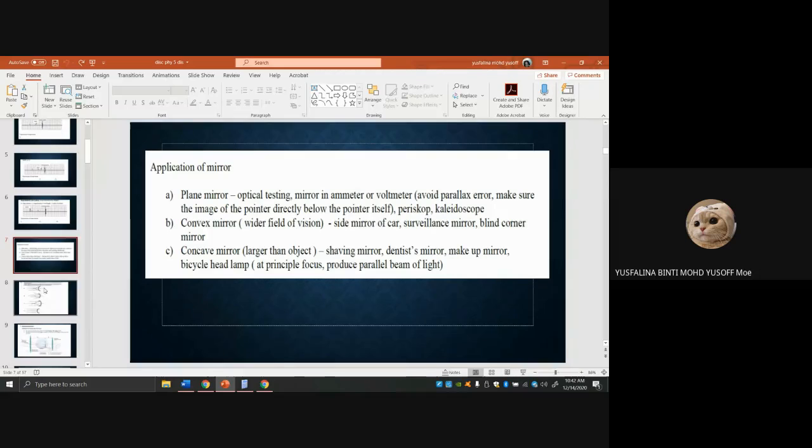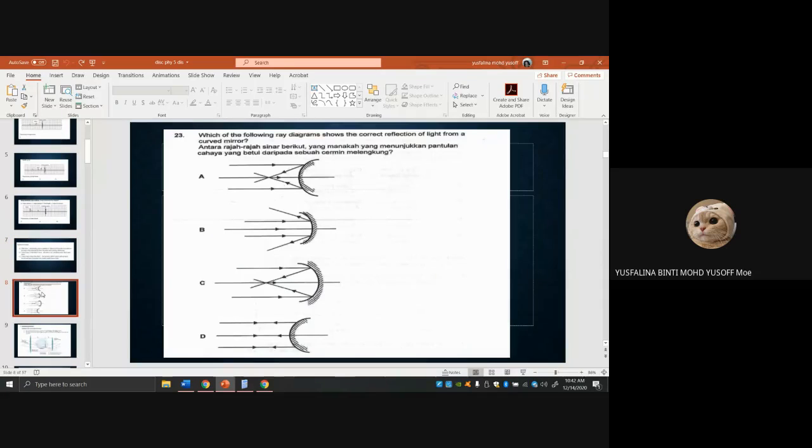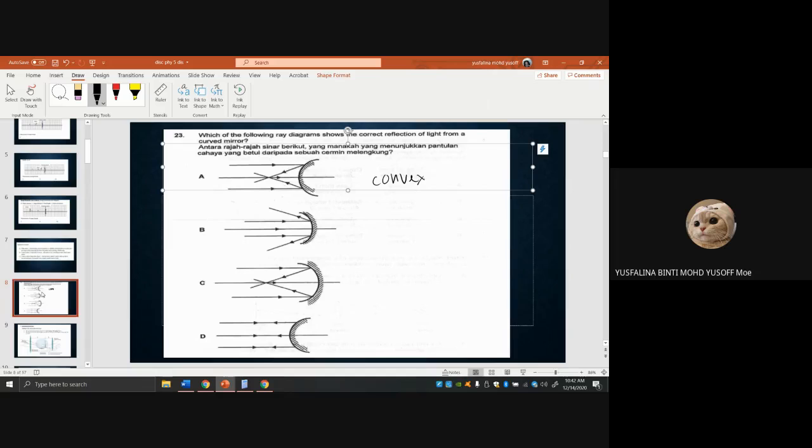Okay, all right. So let's see the question. So the first question, number 23, right? Which of the following ray diagrams shows the correct reflection of light from a curved mirror? So curved mirror, whether it's convex or concave, you have to know that the convex mirror is actually the divergence mirror, so the light ray will be diverged. Okay, but for the concave mirror, it is known as a converging mirror. Sometimes the question doesn't give you the type of the mirror. They just say whether it's a converging mirror or diverging mirror. So this one, if you can see, this is the convex.